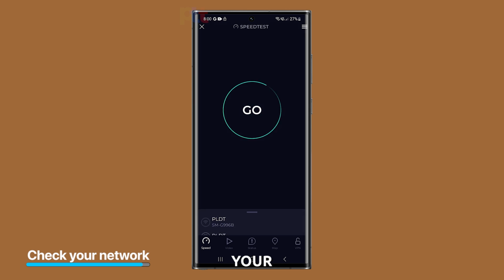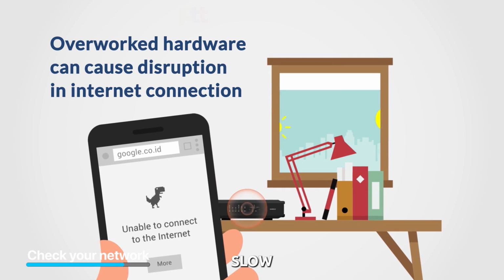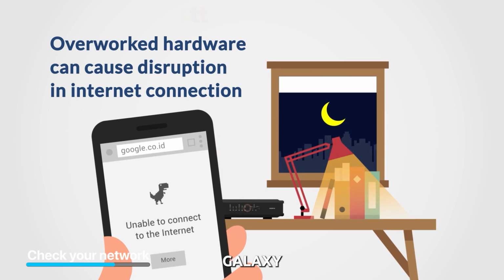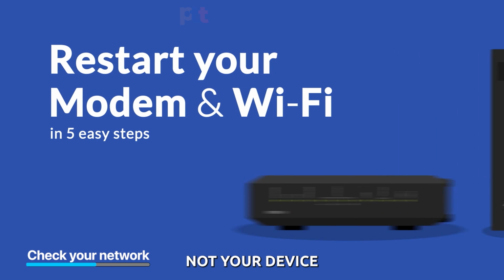Second solution, check your Wi-Fi network. Checking your Wi-Fi network is necessary in fixing slow internet connection issues on your Galaxy S23 Ultra, because sometimes the problem could be with your network, not your device.